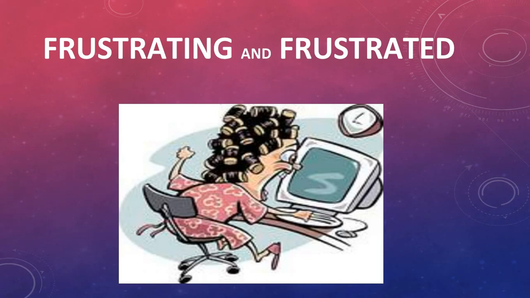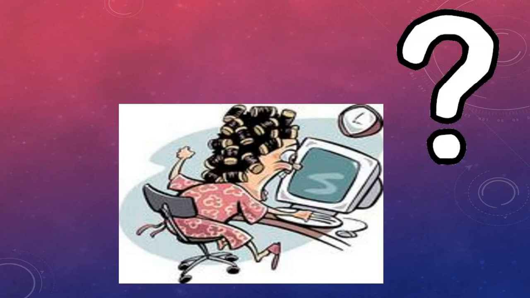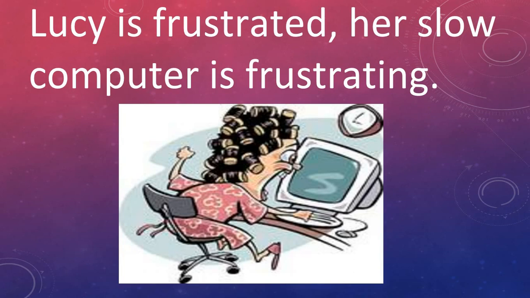Here we have another picture, something a lot of computer users feel familiar with. Frustrating and frustrated. So we look at the picture. How would we use those two adjectives in the one sentence? Lucy is frustrated. Her slow computer is frustrating. So again, we can see the feeling there. Lucy is feeling frustrated, the ed, and then the object that is causing her frustration is the computer. The computer is frustrating.